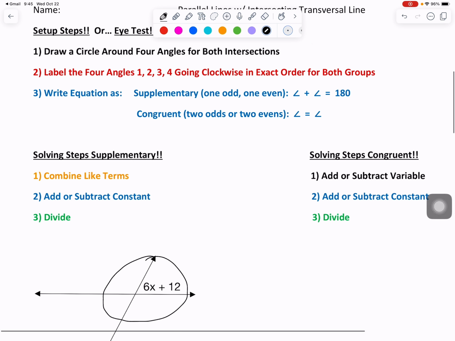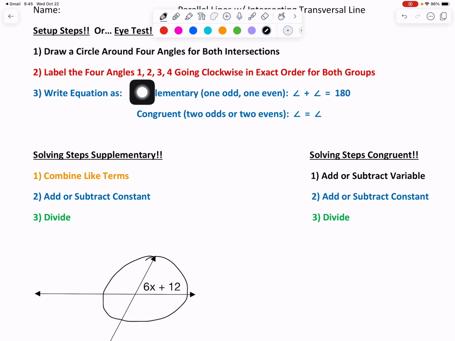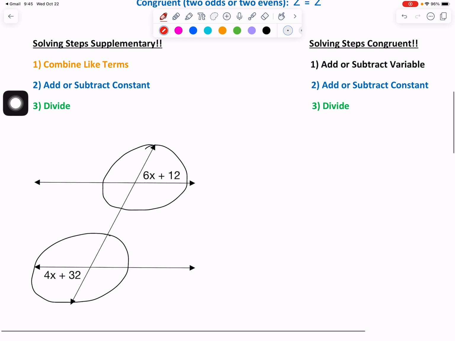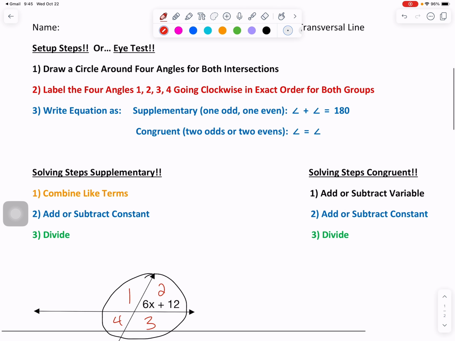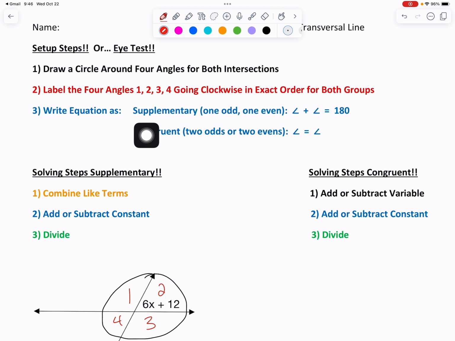Then it says step 2, label the 4 angles 1, 2, 3, 4 going clockwise in exact order for both groups. So for this group here, if I start in the top left and I put a 1 and I go clockwise, it'll go 2, 3, 4. And I'm going to do the same for this group. 1, 2, 3, 4.